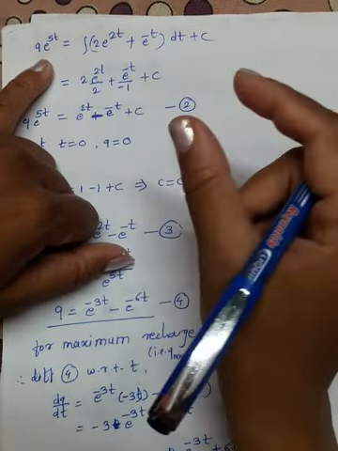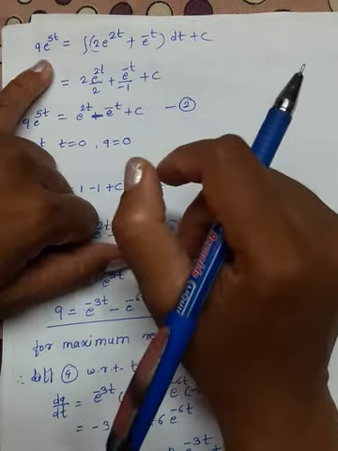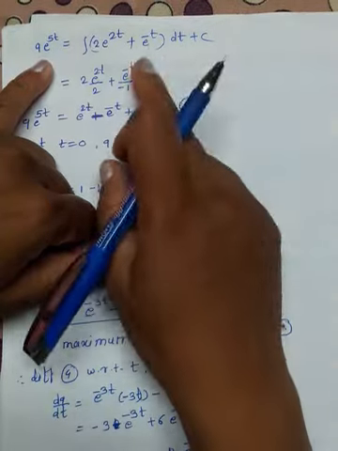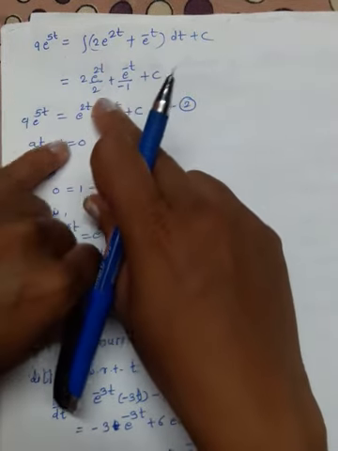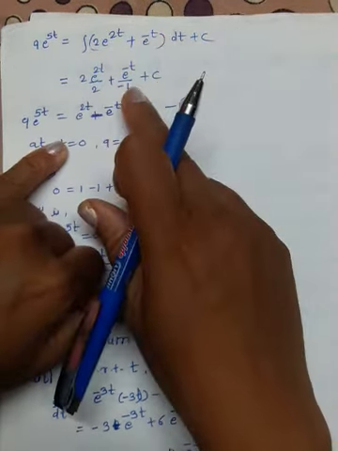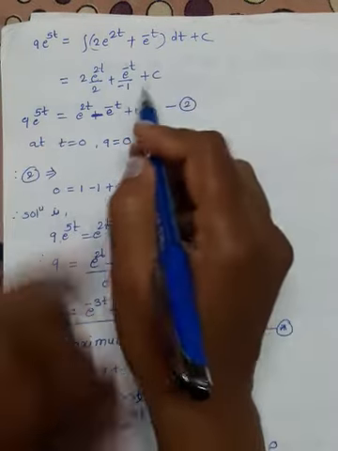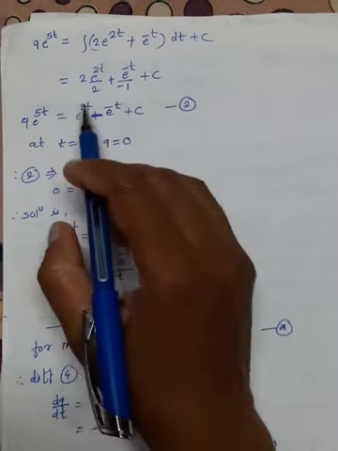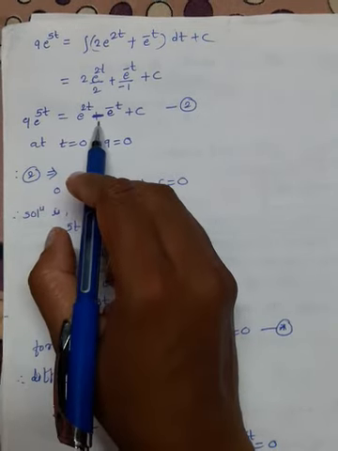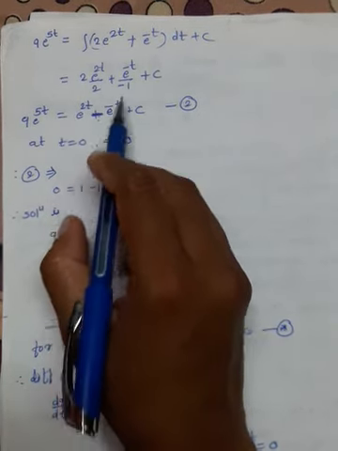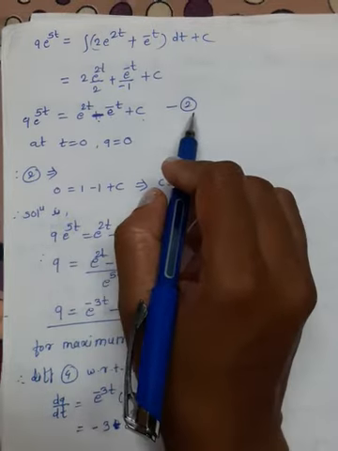Index base is same, that's why indices get added or subtracted. dt plus c. Now take the integration of e raised to 2t, which is e raised to 2t by 2, and e raised to minus t, which is e raised to minus t upon minus 1, plus c, as it is. Now 2 gets cancelled. q e raised to 5t is equal to e raised to 2t minus, take this minus in the middle, e raised to minus t plus c. Call that equation number 2.